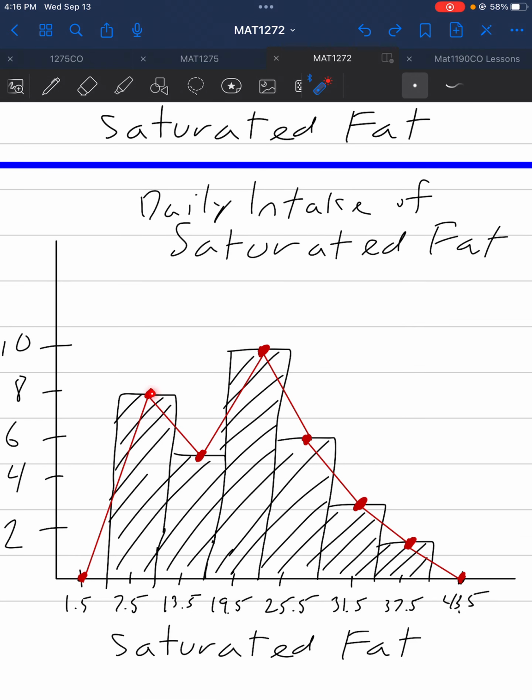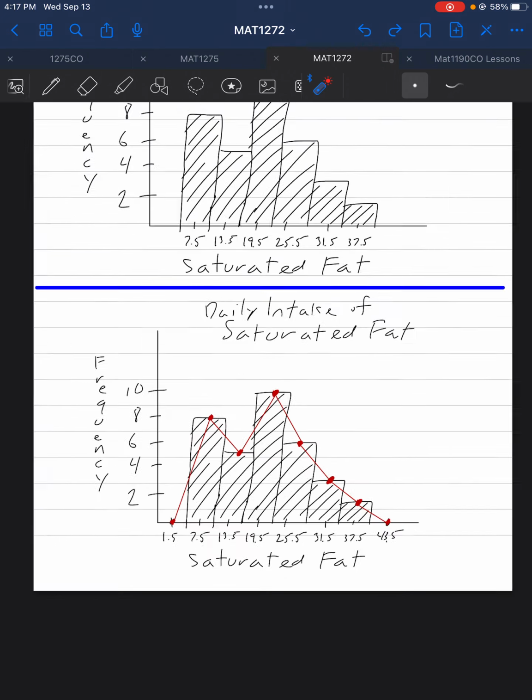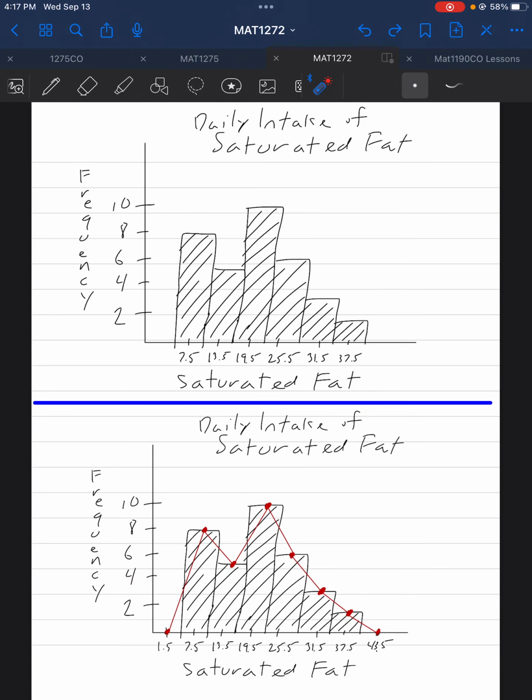Put dots in the middle of each bar, including at the new endpoints, 43.5, 1.5. And then you can see this red line, we're going to connect the dots to form our polygon. And that is all there is to that, concluding number 2.